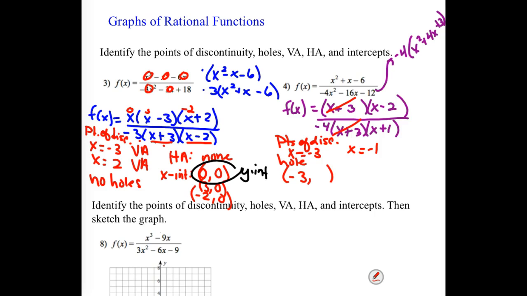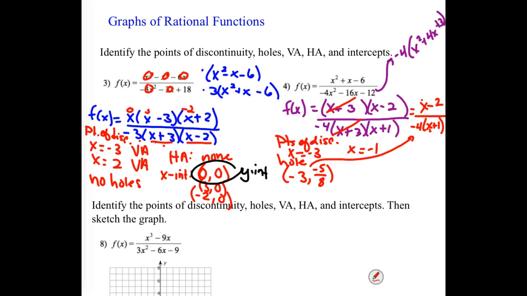Plug it in, but plug it into the reduced simplified version, yes? So our simplified version was (x minus 2) divided by -4 times (x plus 1). If I plug that -3 in here, -3 minus 2 is -5. Denominator, put a -3 in here, add 1, it's -2. -2 times -4 is 8. So the coordinates -3, -5/8 would be where the hole is located.